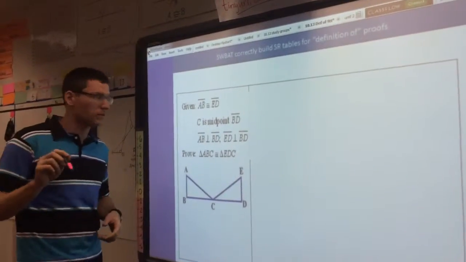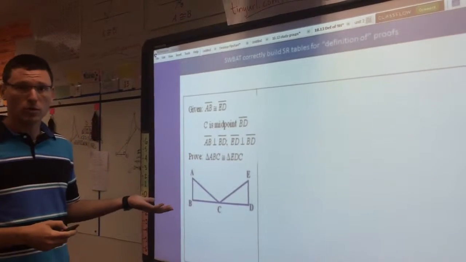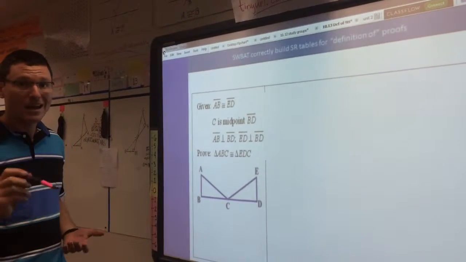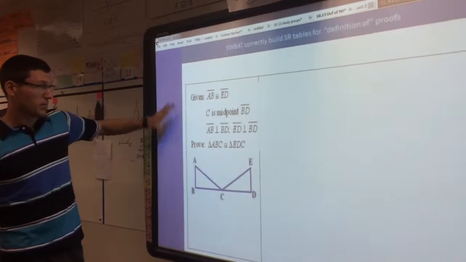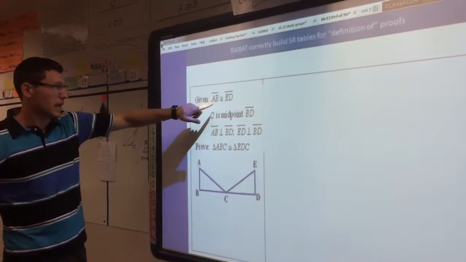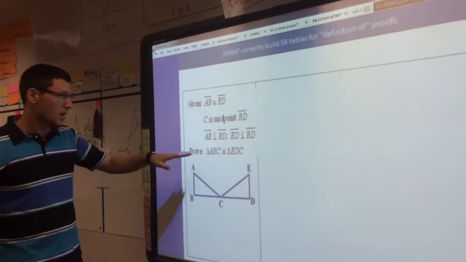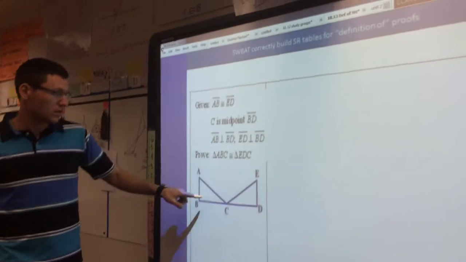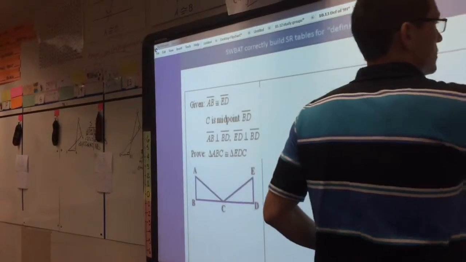Okay, so now we need to take what Mr. Bakke was talking about and include that in a proof, right? What does that look like when we're proving that two triangles are the same, not just two angles? So this is the problem that we're going to take a look at. We're given a bunch of information up here, right? It tells us AB and ED are the same. We got a midpoint. We got some perpendicular stuff going on. And then down here it asks us to prove that this triangle here and this triangle here are the same, okay? So let's start with the easiest part.